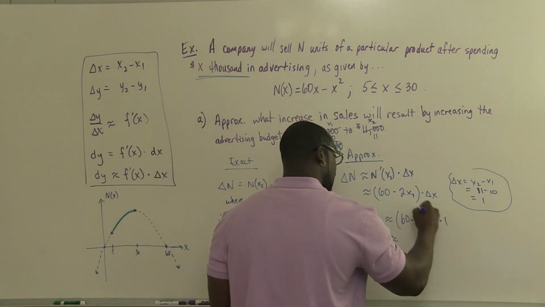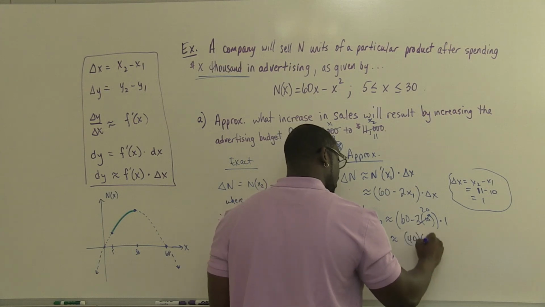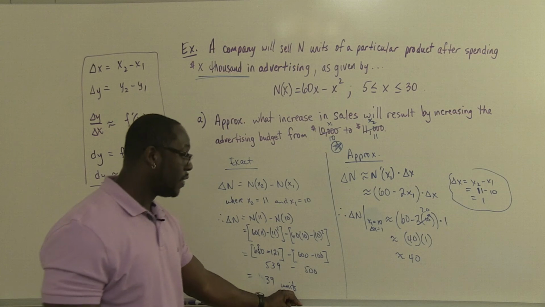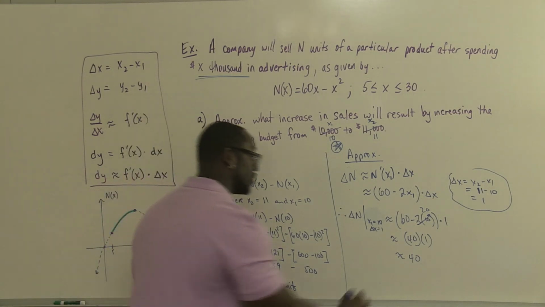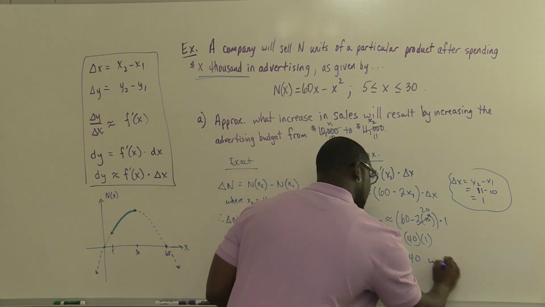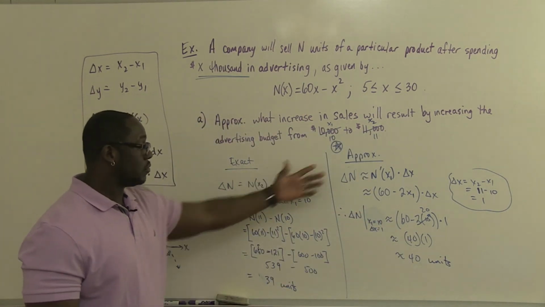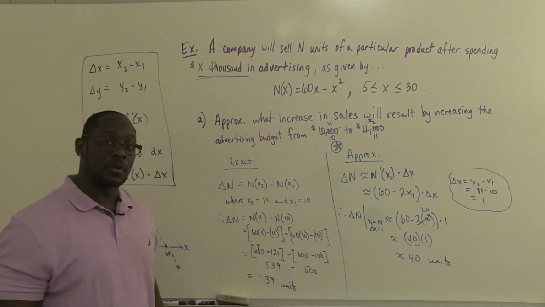And we see that 2 times 10 is 20, and 60 minus 20 is 40, times 1, which just ends up being 40. And so you can see here we have 39 units for the exact answer, and our estimated answer is going to be 40 units. So again, if we want an approximation, this gives us a good approximation of that.